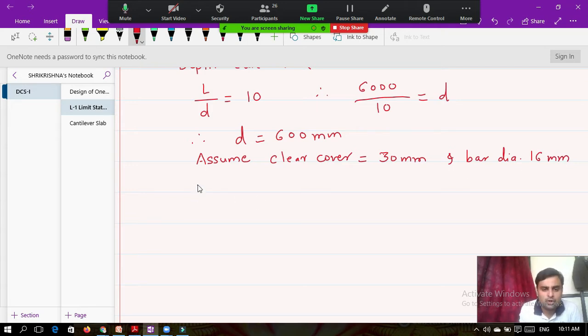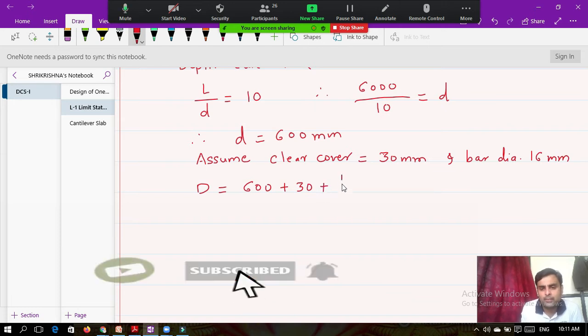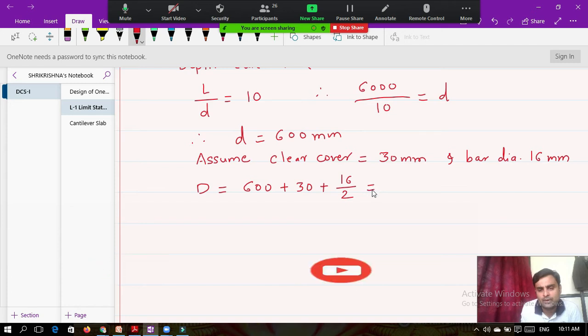So what will be my overall depth then? Capital D is equal to 600, that is effective depth, plus clear cover 30, plus bar diameter 16, so 16 by 2, half of bar diameter. This problem is not a solved problem, this is an unsolved problem, so you have to do the calculation and tell me the answers right away. Capital D is 600 plus 30 plus 16 by 2. What is the answer? Let me know. 638. Okay, so the depth is 638 mm.